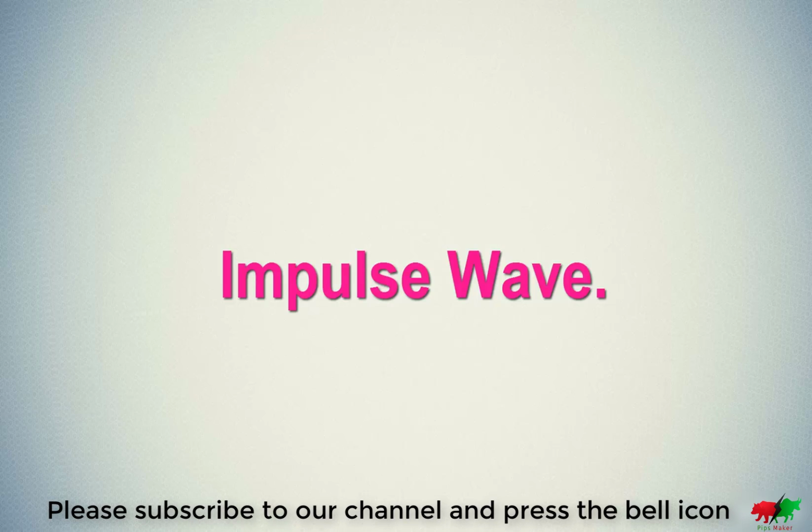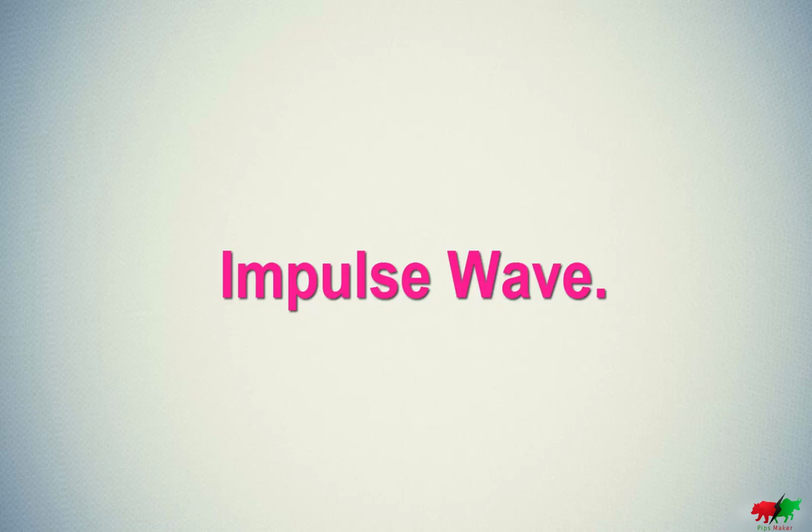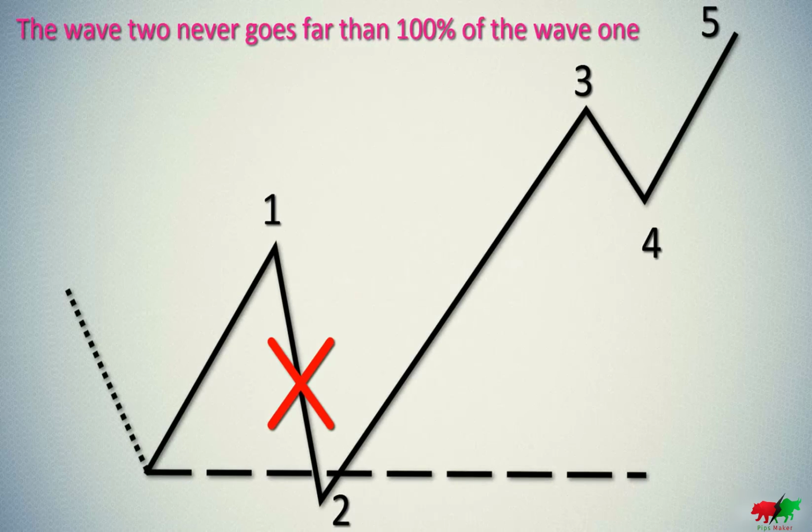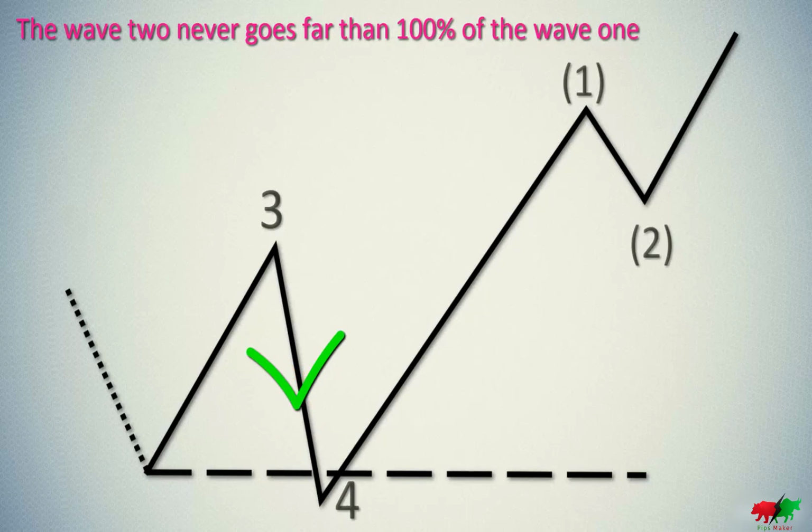We now have to introduce a couple of additional details, which will help you to properly determine the impulse wave. You should always comply with this principle to properly define the 5-wave structure on the chart. Wave 2 never goes farther than 100% of wave 1. The proper marking of this case may look like this.